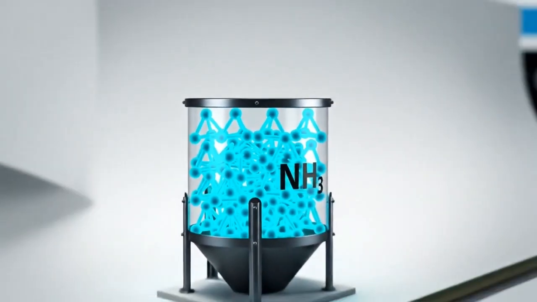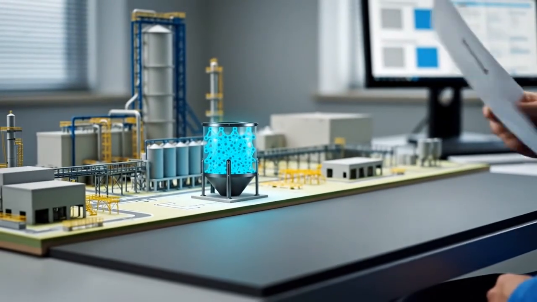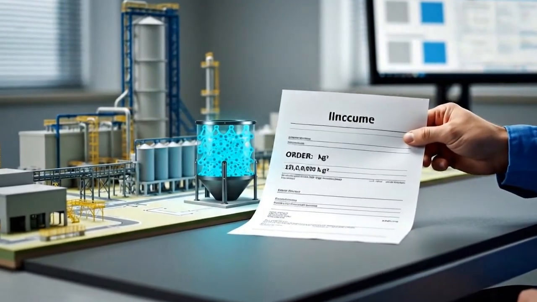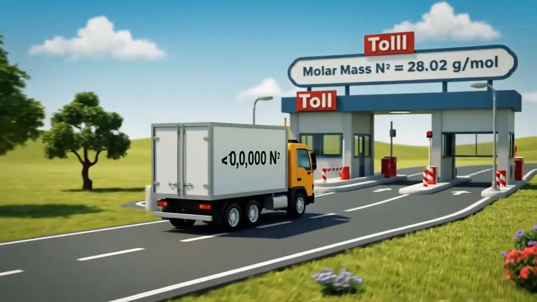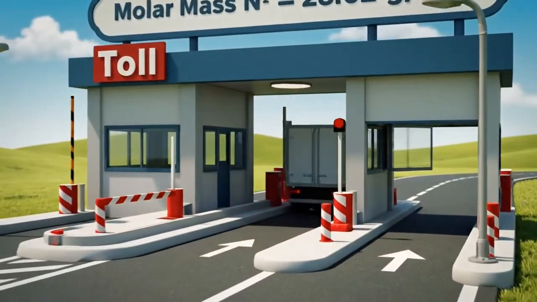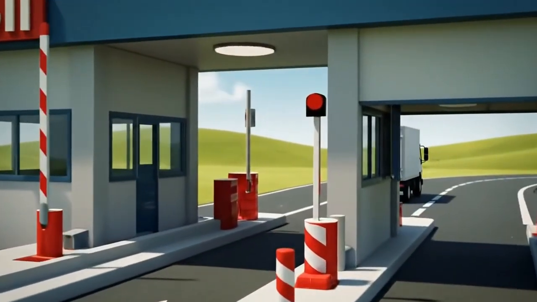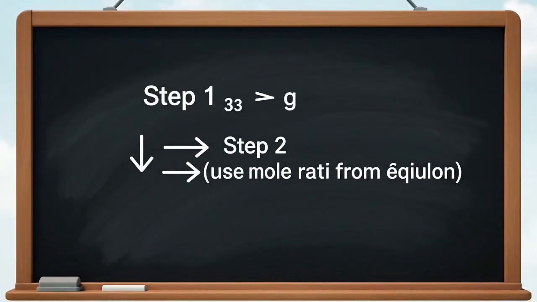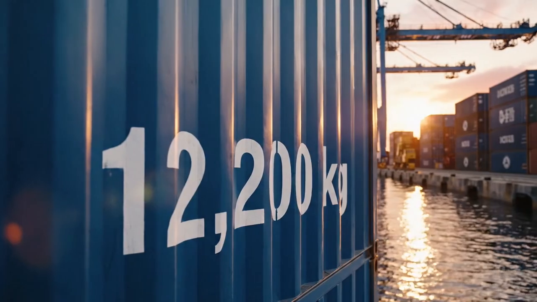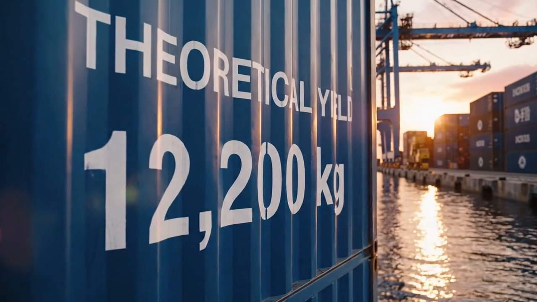But in the real world, we use grams and kilograms. So we convert moles to grams via molar mass. This is the stoichiometric calculation. It tells us the theoretical yield.